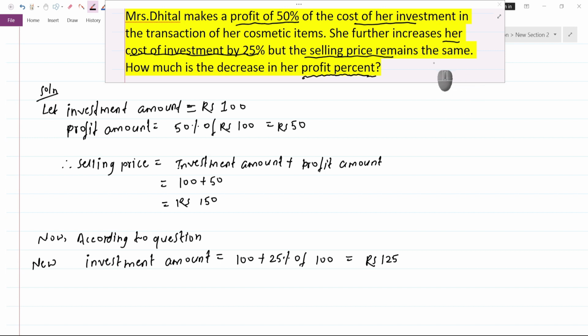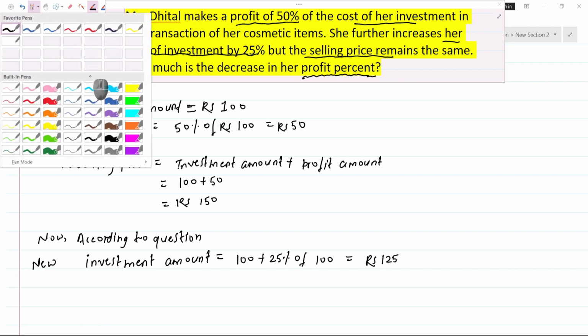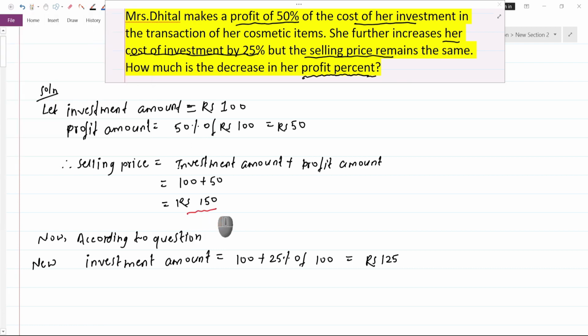Now see the second line. The question tells but the selling price remains the same. What was our previous selling price? The previous selling price was 150. So the new selling price also remains the same. According to the question, the new selling price is 150 only. There was no increment in the selling price. Now from this we have to calculate our new profit percent. After calculating the new profit percent, we will find the decrease in the profit percent. Let's see how we will do that.